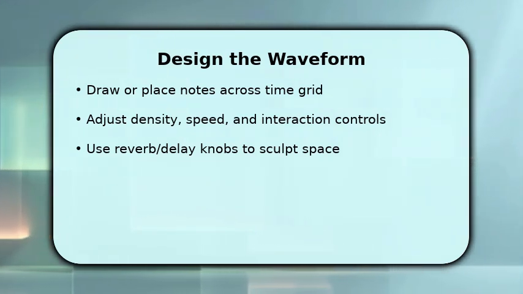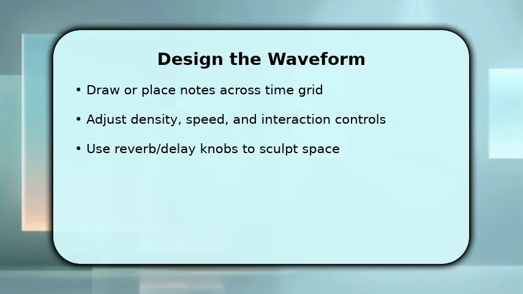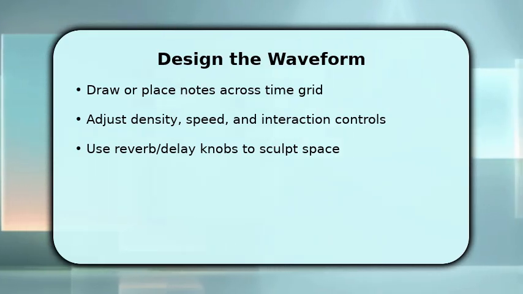Placing clustered notes increases density and creates resonance. Then tweak speed and interaction controls. Slower speed lengthens echoes. Faster interactions create complex interference patterns, which explains why small changes greatly alter the texture.